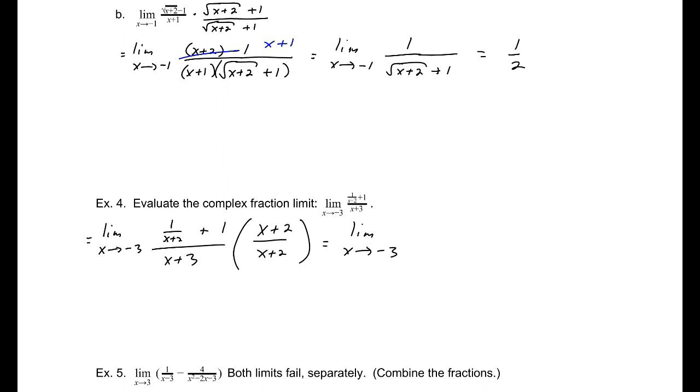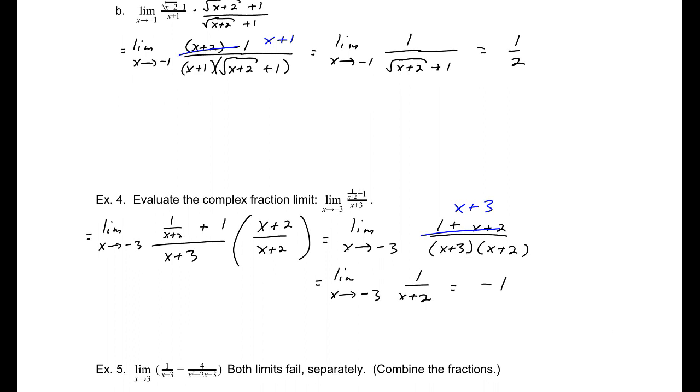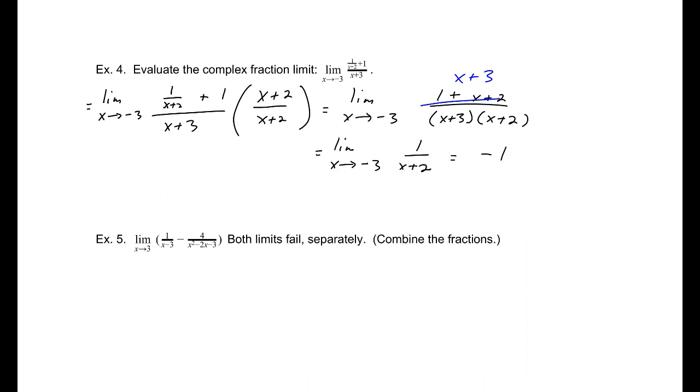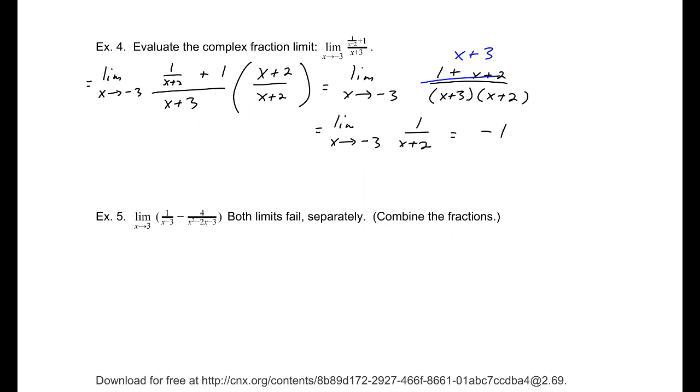First denominator clears, 1 plus x plus 2 over x plus 3, x plus 2. Now notice I'm not factoring anything here because our numerator is x plus 3. So that means this is the same limit as x approaches -3 of 1 over x plus 2. And evaluating that, we get -1. All right. Next, if you evaluate 3 into each of these, you actually get a limit that fails. Both of them are undefined at that point. So what we're going to do is combine the two fractions.